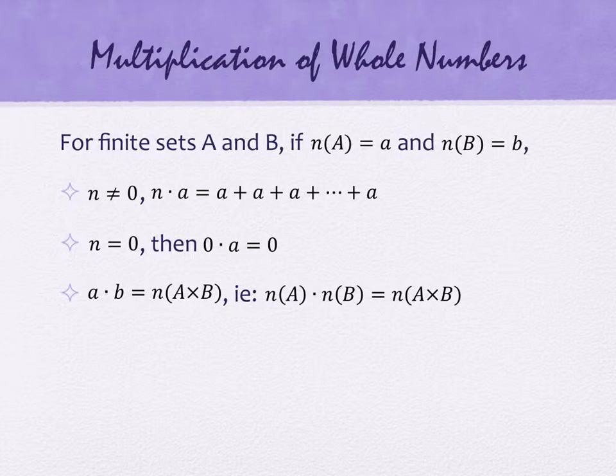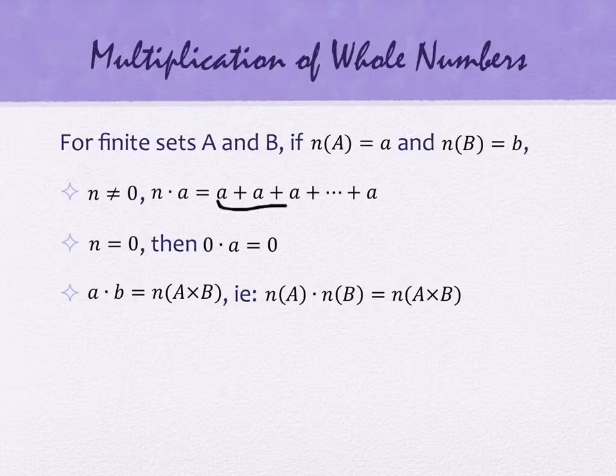So I've kind of combined a couple of definitions that your books used into one definition because I thought it made it a little bit more cohesive. Multiplication for whole numbers says the following. If you have finite sets A and B, and if the n of A, that means the number of elements in set A, is little a, the number of elements in set B is little b, if n does not equal 0 and you multiply n times a, that's the same thing as repeatedly adding something together n times.